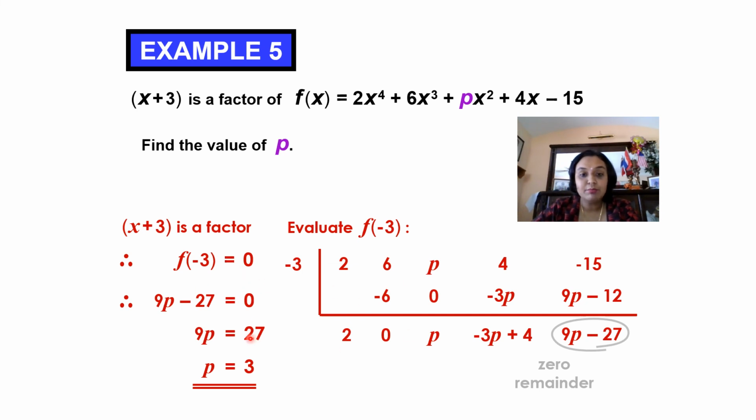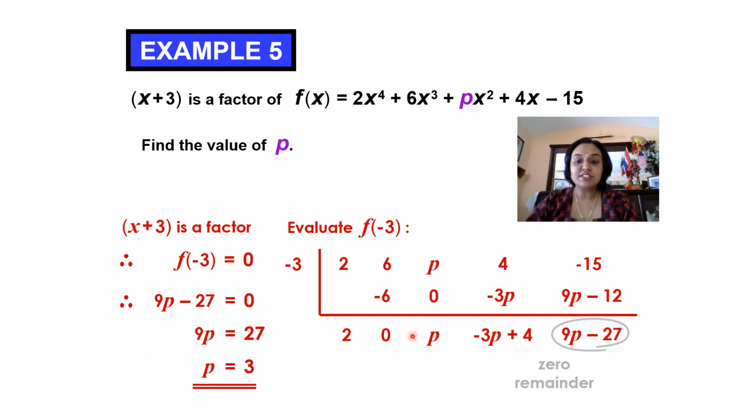Bring the 2 down, multiply, we get a negative 6. Add up both, you get a 0. And then 0 times negative 3 is a 0. p plus 0 is a p. p multiplied by negative 3 is negative 3p. So 4 plus negative 3p is 4 minus 3p, or negative 3p plus 4. Multiply with negative 3 again, and you will get actually 9p minus 12. And by adding negative 15 and 9p minus 12, you will again derive 9p minus 27.